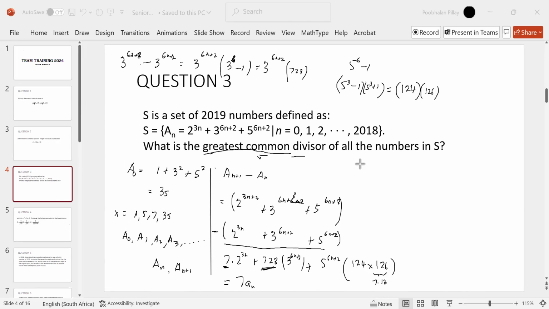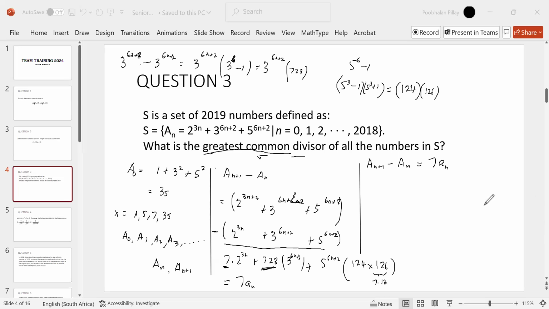So what have we got? We found that 7 is a factor of every one of these differences, which is quite a powerful statement. Every one. So it looks very much like the answer to our question is 7. So let's call this 7 A subscript n, like that.